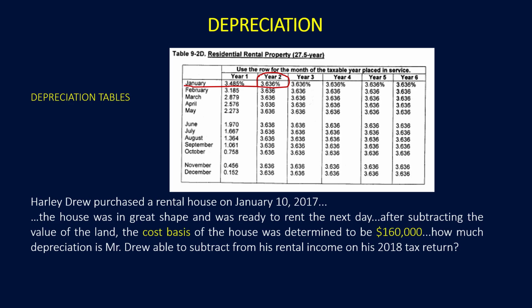Well, the house was placed in service in January. We're in year 2, so we're going to use 3.636 as our depreciable percentage. Now, if you've got tax software, you don't have to worry about doing hand calculations. I just want to show you where these numbers are coming from, how the depreciation tables are used. So $160,000, value of the house, times 3.636% from the table equals $5,818. So that's his depreciation on the house.